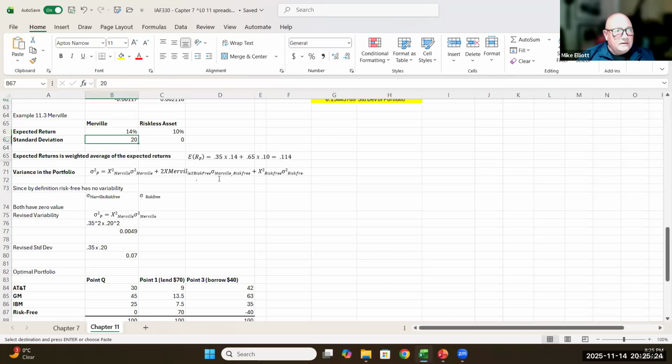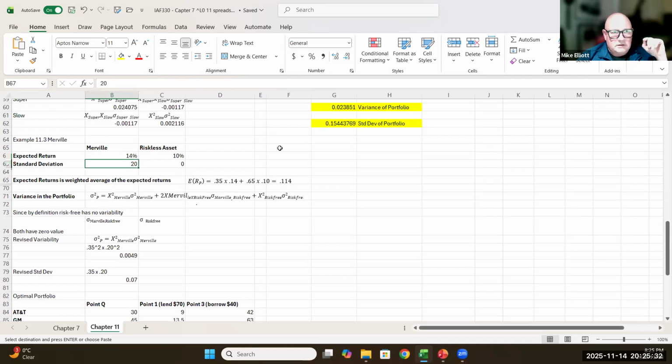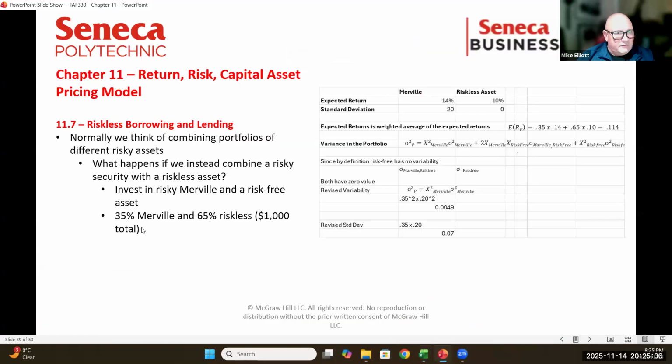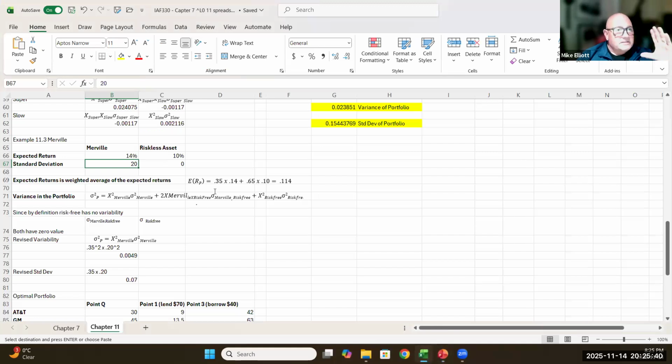The expected return is the weighted average of the expected returns. We have 35% Merval, 65% riskless. So our expected return is going to be 35% of 14% and 65% of 10%, which gives us 11.4%.